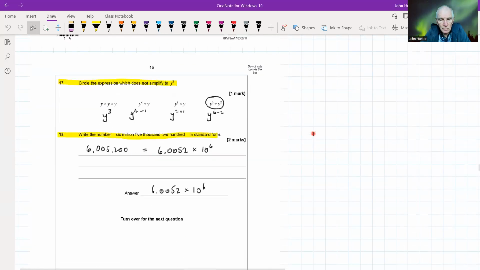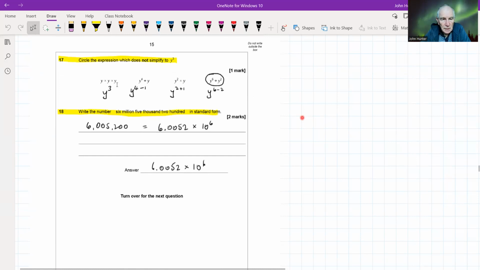Okay, all right, we're going to move on now to number 17. Circle the expression that does not simplify to y cubed. So y times y times y. Well, these are all y to the power of 1, effectively, aren't they? We don't write the 1 normally, but it is there, y to the power of 1. And if we are multiplying numbers with the same base, the base being y here, then we add the indices. So the power is 1 plus 1 plus 1, 3.